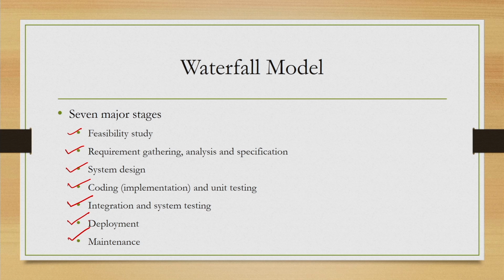So, in the feasibility study we try to find out the feasibility of carrying out the project. In requirement gathering we try to find out, by talking to end users or taking feedback from end users and our own analysis, what are the things that we need to develop in the software. Then that requirement is translated to a design of the system, typically in the form of data flow diagram, DFD, or UML class diagrams. Once the design is ready, we go for coding.